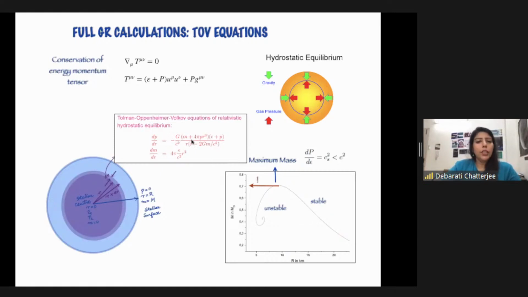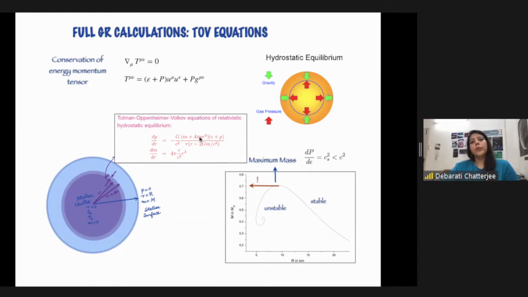So instead of m, there is m plus 4 pi p r cubed. Instead of e, there is another condition from p. And also in the denominator, instead of r square, there is another factor of minus 2 GM by c square. These are appearing, and you can check by dimensional analysis that these actually have the same dimensions. Okay, so for example, p times r cubed has the same dimension as energy, as mass or as energy. Okay, and p and e.